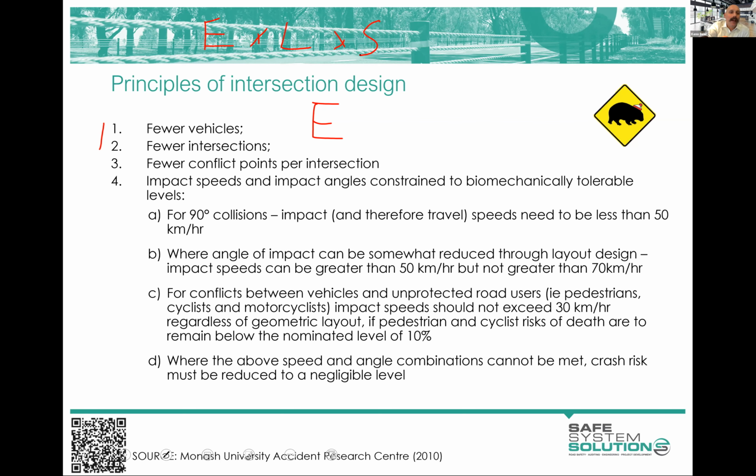The next one, conflict points. In a safe system assessment, this is the likelihood factor, okay? Because we've taken into account the exposure of vehicles, the number of vehicles there. This then is the likelihood. So if we've still got the same number of vehicles going through there, they just have less conflict points. We say it's a reduced likelihood factor for crashes at that intersection.